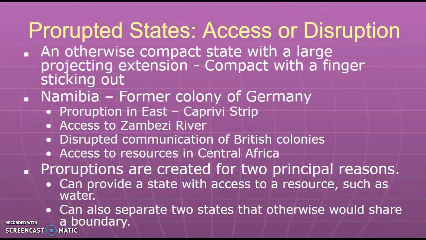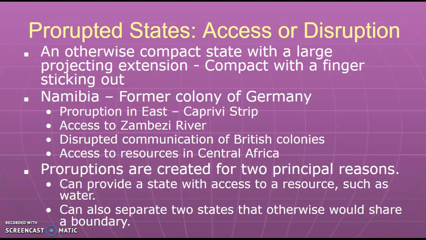Next, let's talk about prorupted states. This is about access or disruption. So basically, a prorupted state is a compact state with a finger that sticks out. And that finger is really the proruption. Namibia is an example of a prorupted state. It's a former colony of Germany's, and the proruption is in the east along what they call the Caprivi Strip. And this gave them access to the Zambezi River, but it also disrupted communication of the British colonies.